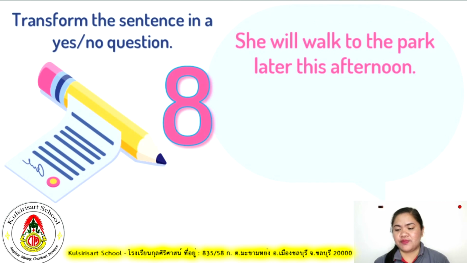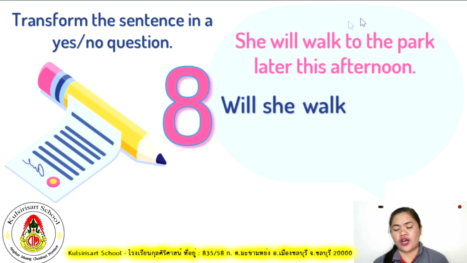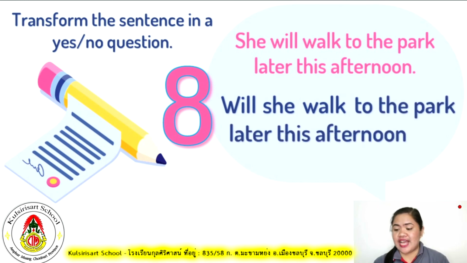Next, number 8. She will walk to the park later this afternoon. Now it says here, transform the sentence into a yes or no question. So we have here a declarative form. She will walk to the park later this afternoon. Okay, we will start with will. And then the subject, what will happen to the S? Very good. It should be in the small letter. She, and then walk. Will she walk? And then the continuation. Will she walk to the park later this afternoon?